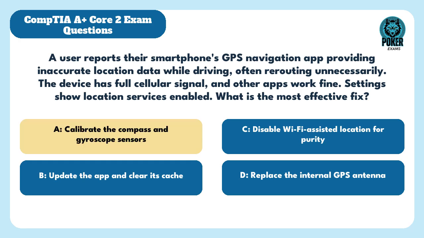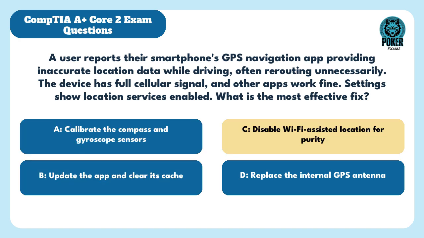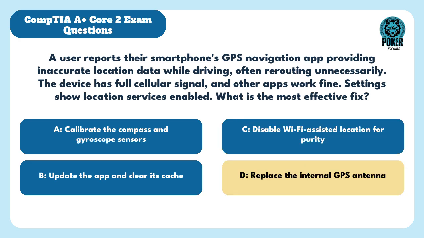Option A, calibrate the compass and gyroscope sensors. Option B, update the app and clear its cache. Option C, disable Wi-Fi assisted location for purity. Option D, replace the internal GPS antenna.